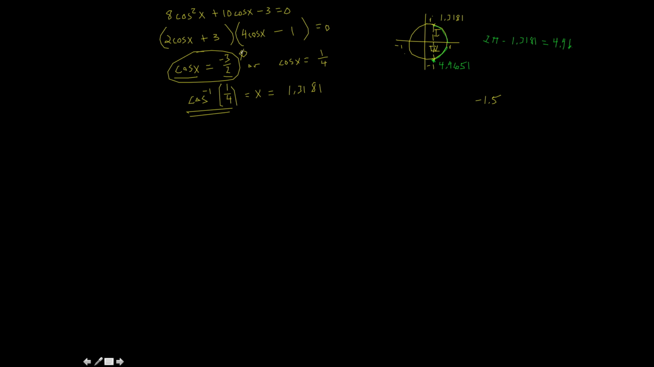So you're only worried about the inverse cosine of 1/4. This answer, as well as 4.9651, would be the only ones that you would worry about for this particular problem. Now, those are just the two answers on the unit circle. How would we find all the solutions? Well, this is a cosine problem, so we add 2k pi to each. And this would give us all our solutions.